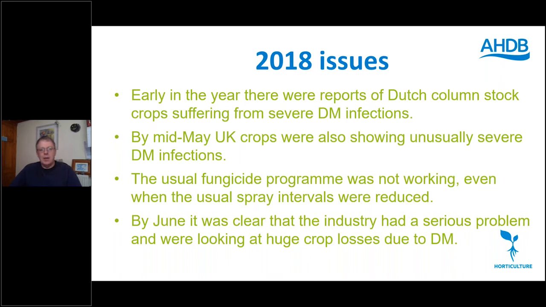I think one weekend in May, I got three, if not four, phone calls from some of the larger growers in the UK, quite concerned about what was going on. So it almost came in overnight in one weekend. It was quite clear that the usual fungicide program was not working. Even when the spray interval was closed up and reduced, it wasn't doing any good. Pretty clear by the time we got to June that the industry had got a serious problem, and we were actually looking at huge losses due to downy mildew, as they'd already experienced over in Holland.